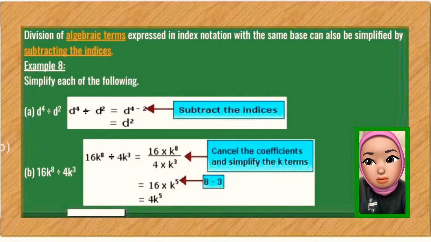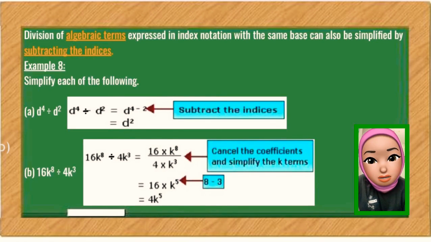Now, how to solve division of algebraic terms with the same base? How to simplify? We have to subtract the indices. Look at the example given. A, d to the power of 4 divide d to the power of 2. Here we can see we have the same base. Then we only need to subtract the indices. The final answer will be d to the power of 2.